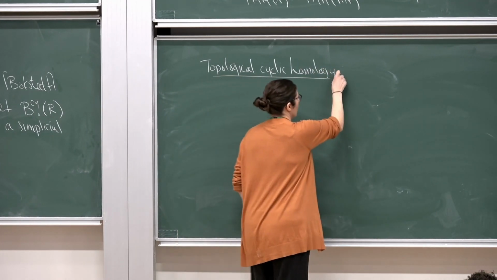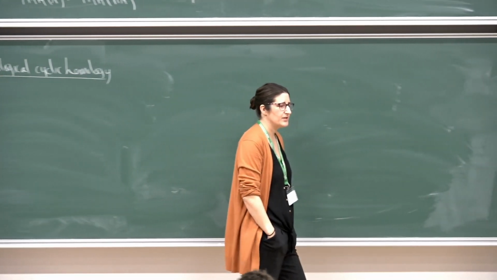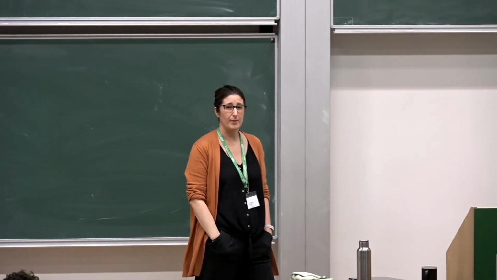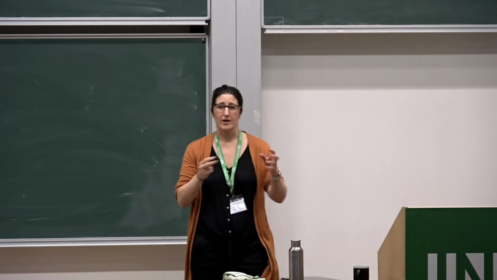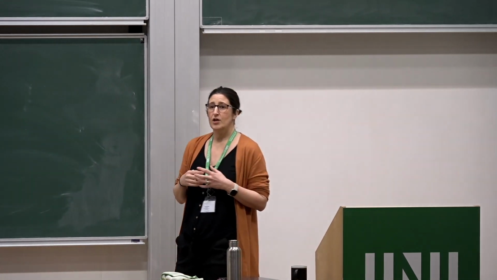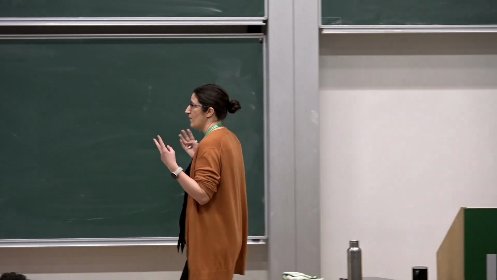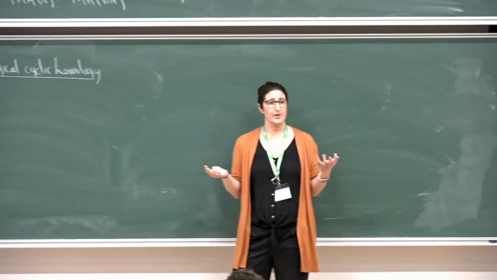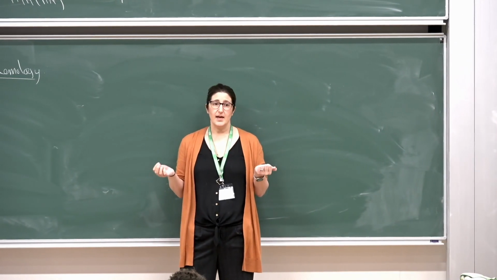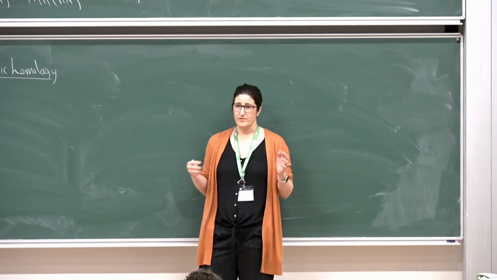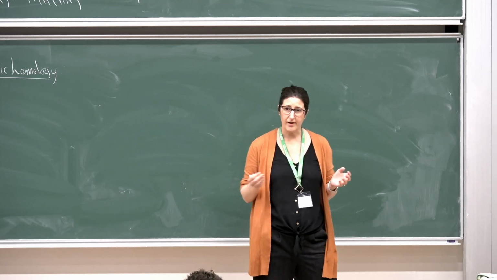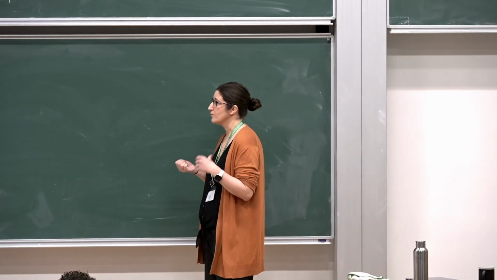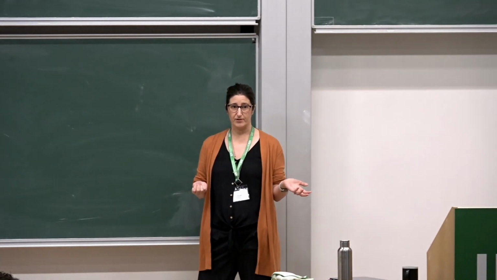So Jeremy on Wednesday gave us a formula for topological cyclic homology. You might remember it as this equalizer formula. There are two main ways to think about the definition of topological cyclic homology, and the formula that Jeremy gave us on Wednesday is due to Nikolaus–Scholze from very recently, 2018-ish. That's one way of defining topological cyclic homology.